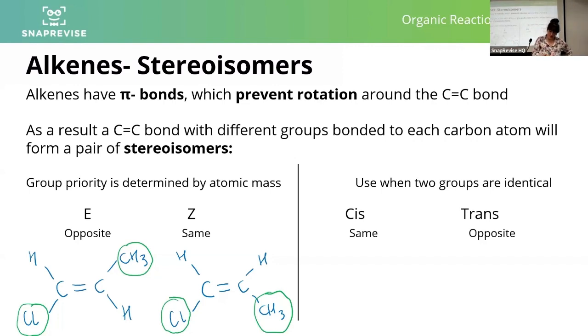If you, however, have got molecules where you've got two groups that are identical, you can use EZ because it works across the board, but you can also use cis and trans nomenclature. So if something is cis, this is when they're on the same side. So cis means same.